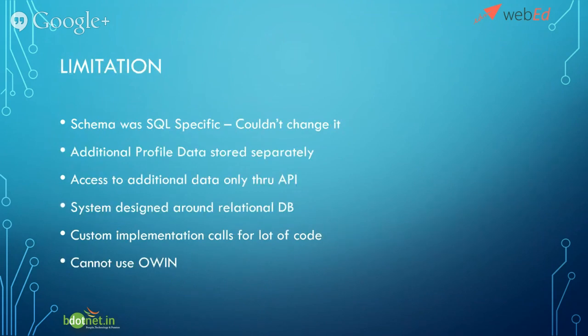But there were some limitations. First and foremost, the schema was SQL specific. I couldn't change it, and that was a hindrance that everybody started noticing. If I had to store additional profile data, I had to create a specific table exclusively for profile data and store it separately. The schema the SQL membership provider maintained had its own columns, and I couldn't put anything inside that, so I had to maintain a separate table.